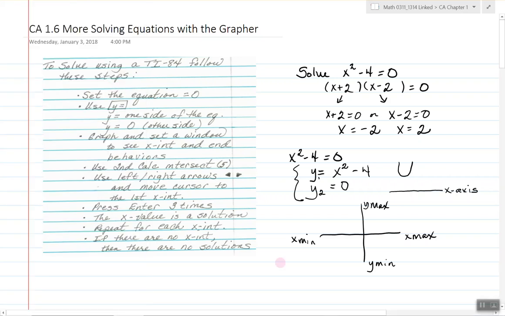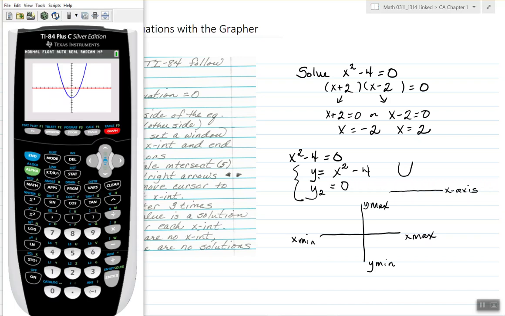Let's go back to our instructions. Graph and set a window to see the x-intercepts, and we did, and the end behaviors, we did. Use second of the calc button and intersect. Let's see what they're talking about. All right, one of the x-intercepts is right here. The other one is right here. I see them. I would like to know exactly what the coordinates are.